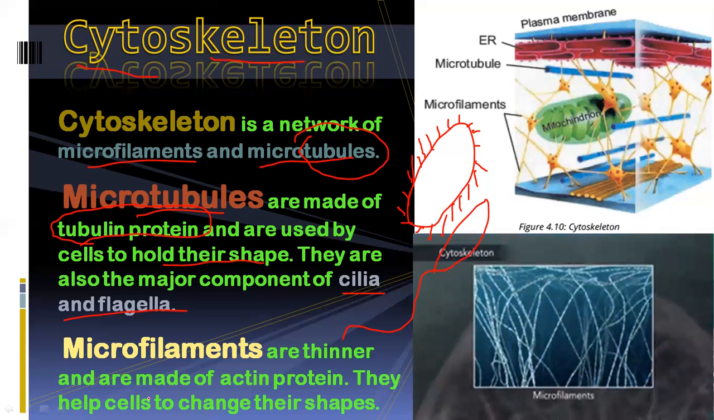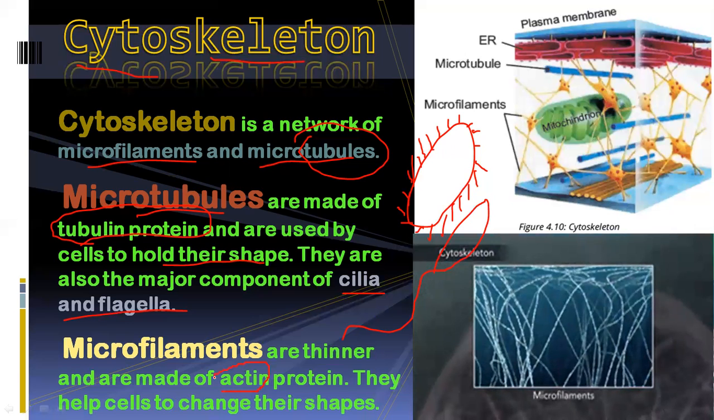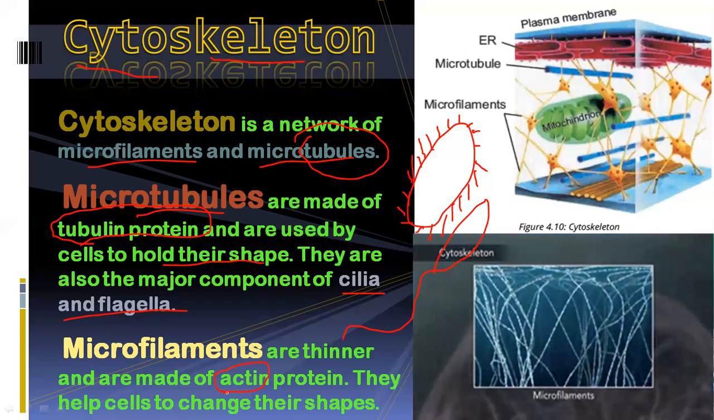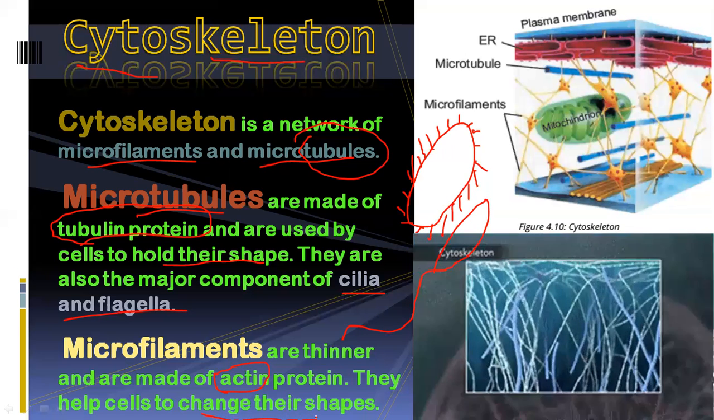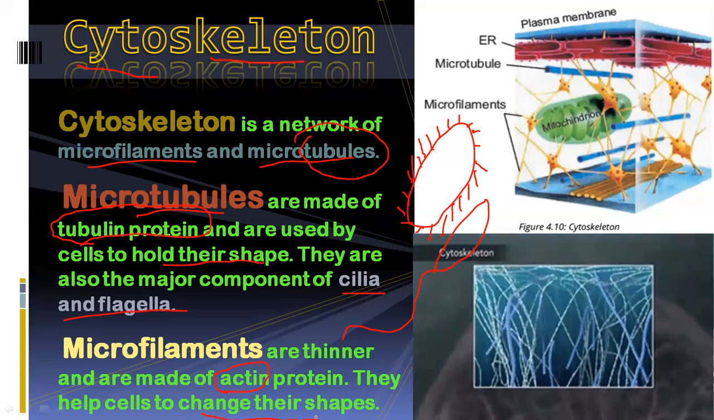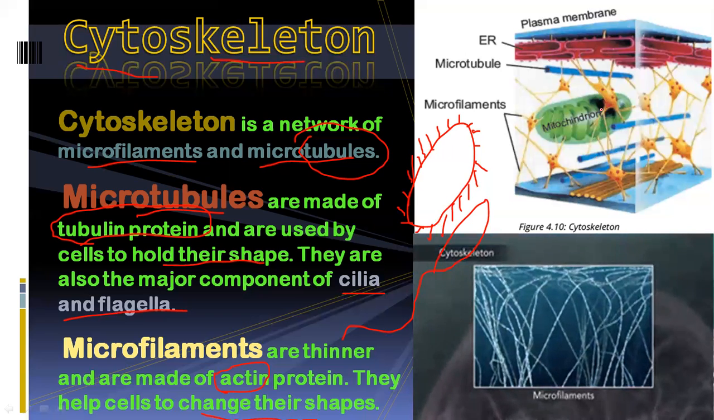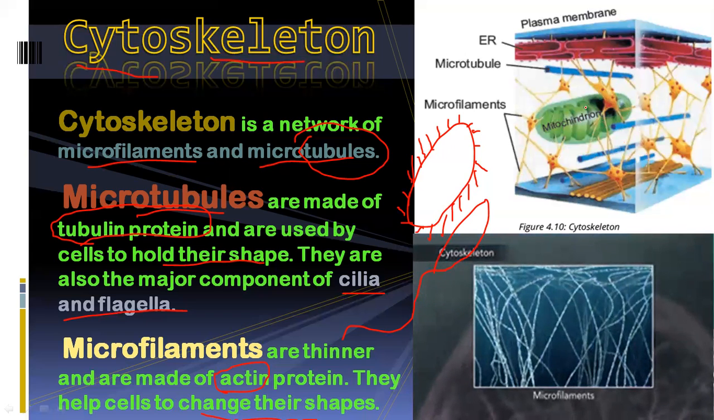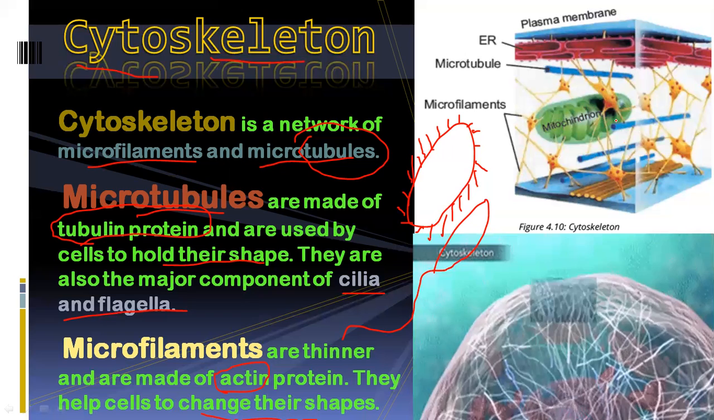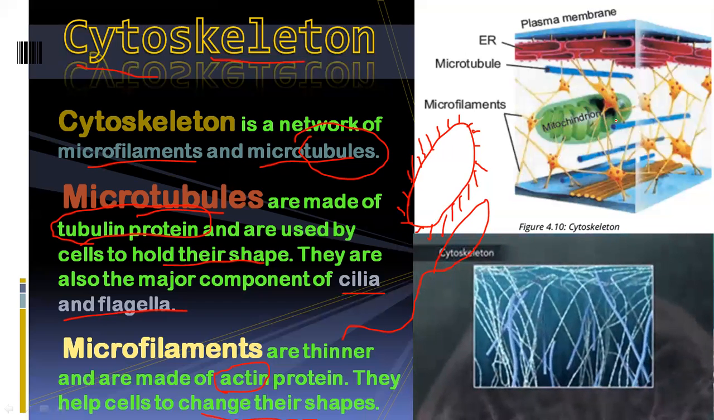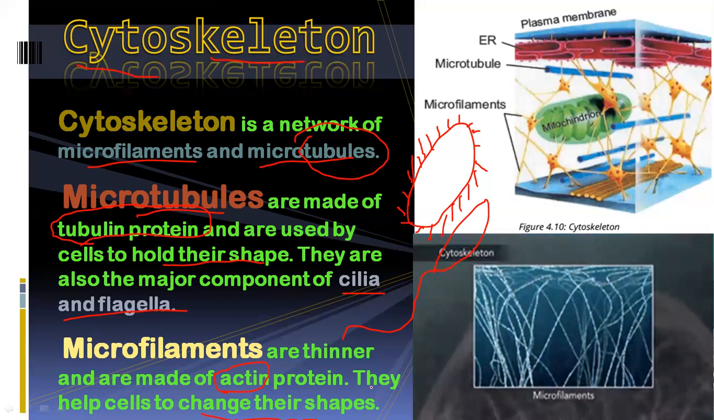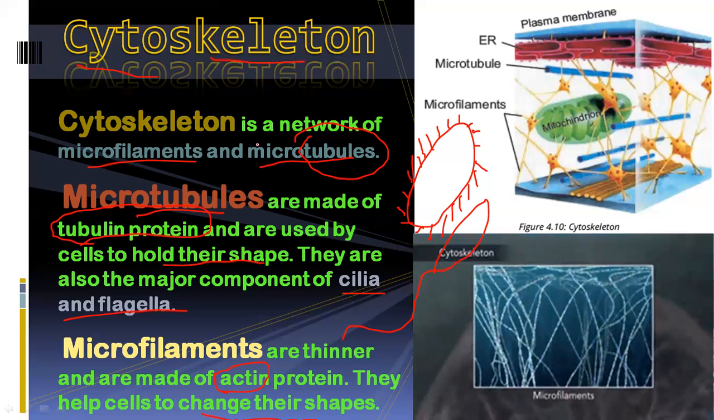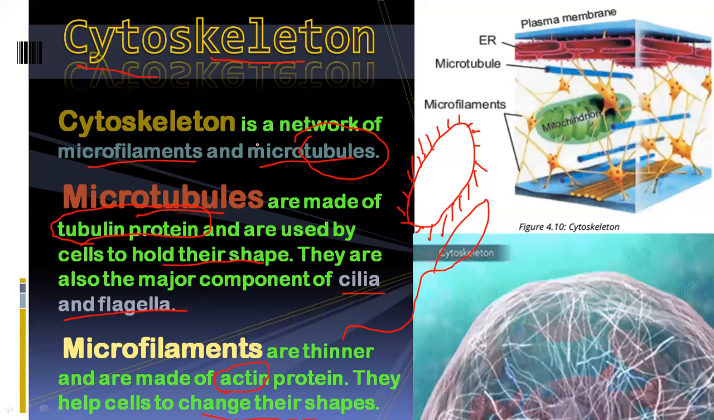Microfilaments are thinner and made up of actin protein. Actin means it does some action. The action is that it helps the cell change its shape, because the cytoplasm is a liquid substance, so cells have to move a little bit. So it helps in changing its shape. Microfilaments and microtubules are said to be the skeleton of the cell, that is called the cytoskeleton.